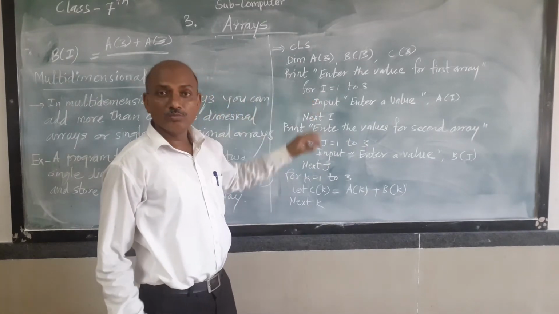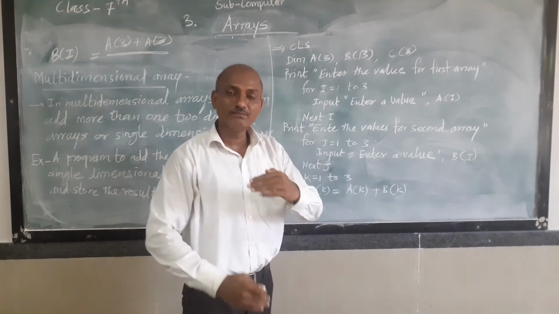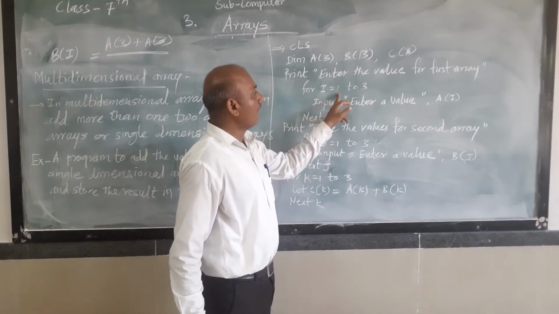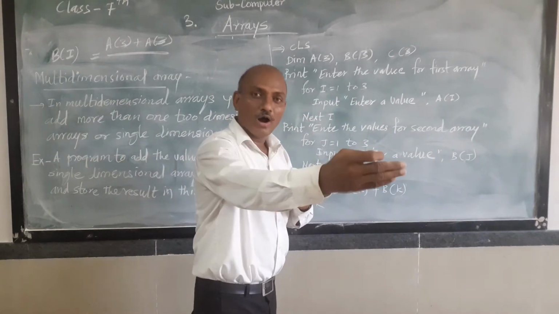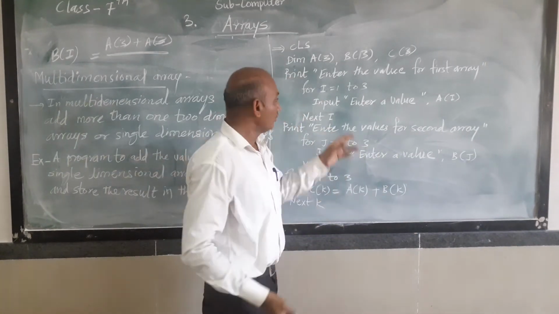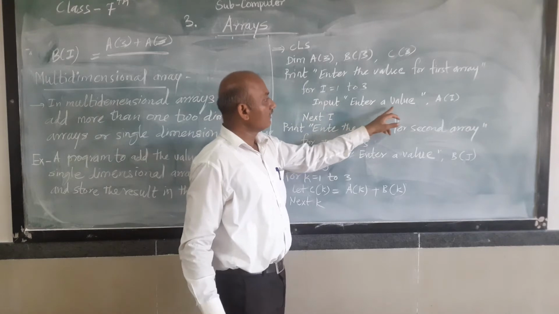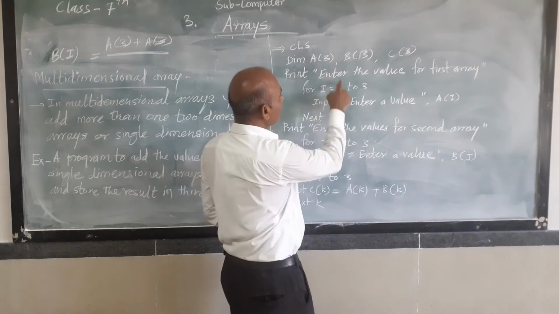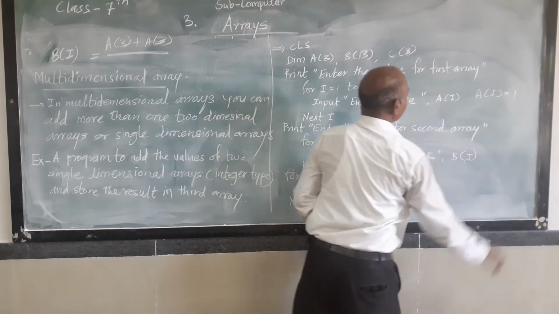Then the for loop. You know the for loop? A for loop is for repeating the same step again and again while increasing the number. I is equal to 1 to 3 means I starts from 1 and goes up to 3, so it runs 3 times. What do you do? You accept the number 3 times. Input, enter the value a of I. Input means accepting the numbers.